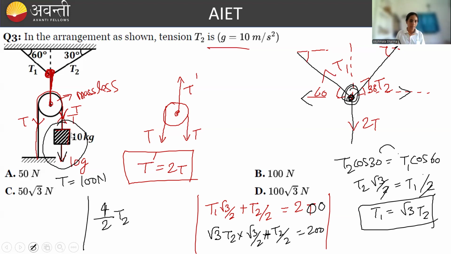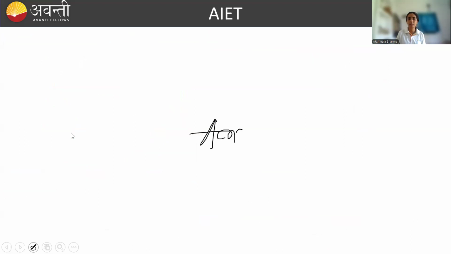Okay. And this will be equal to how much? This will be equal to 200. So T2 is equal to how much? T2 is equal to 100 Newton. Done. So T2 is equal to 100 Newton. Correct answer will be B. So your answer here, I can write this as B.